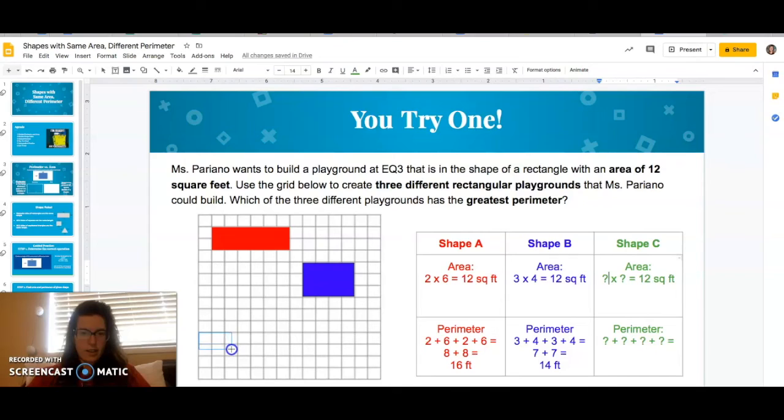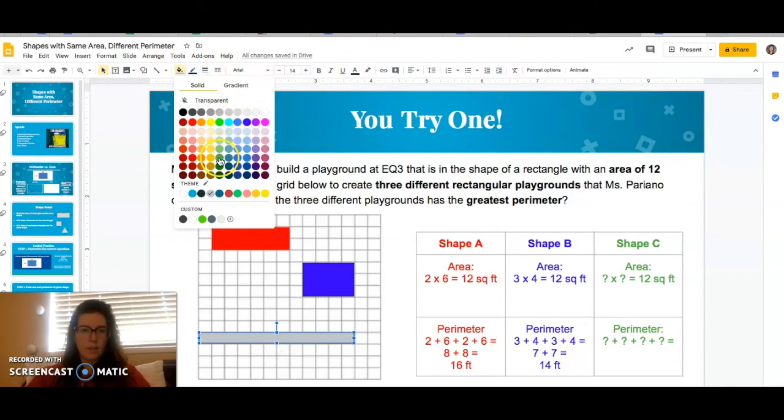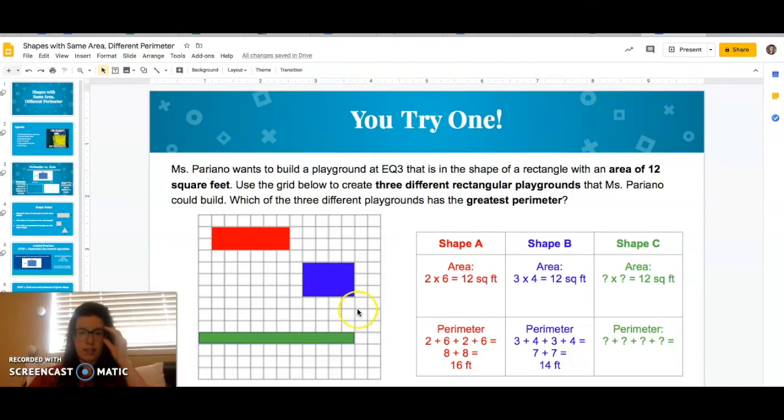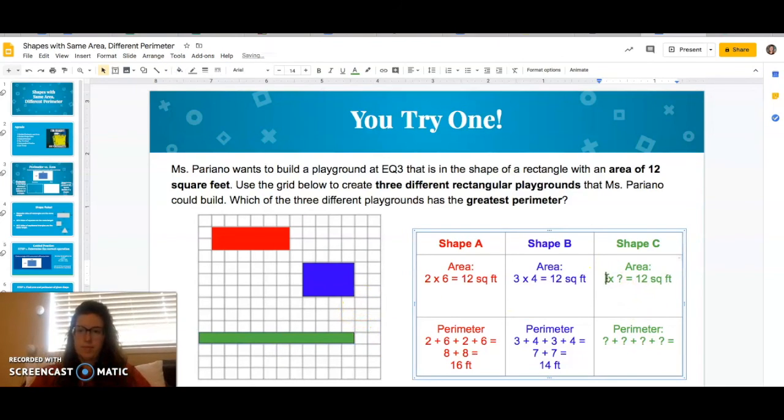1 length, and then 1, 2, 3, 4, 5, 6, 7, 8, 9, 10, 11, 12. Count that one more time. 1, 2, 3, 4, 5, 6, 7, 8, 9, 10, 11, 12. Good. Always good to check again, just to make sure I didn't miscount there. And then we'll make this guy green. Perfect. Okay. So the area of my shape is 12. Length and width are 1 times 12.